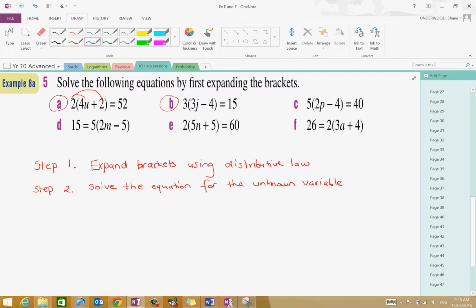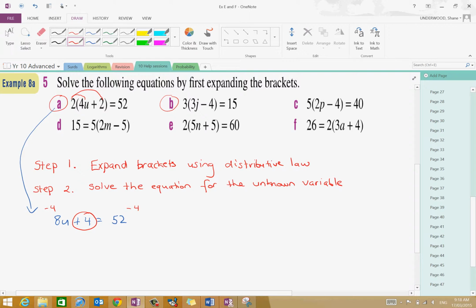Now, what we're doing is 2 times 4u. We're doing this one over here. 2 times 4u is 8u. 2 times 2 is 4, and that is equal to 52. Now, we're going to do it the long way, and I know that you've got it. Now, for starters, what are we going to do? We're going to look at BODMAS. What's the opposite of plus 4? Minus 4 from both sides.